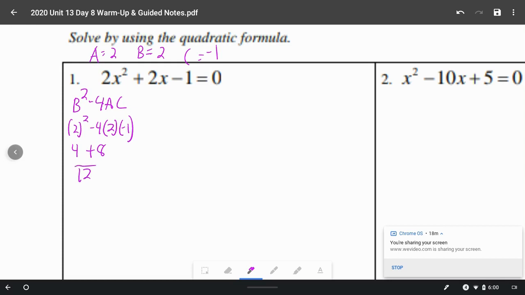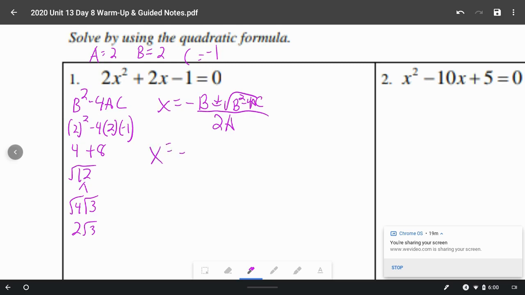The square root of 12 can be broken into 4 and 3. So I'm left with 2 root 3 when I simplify that. So then from here, I set up the rest of my equation. I know it's opposite of b plus or minus my discriminant all over 2 times a. So I'm just going to plug in my pieces that I need. I know that opposite of b is negative 2. I know that I have my discriminant square rooted already to the left there.